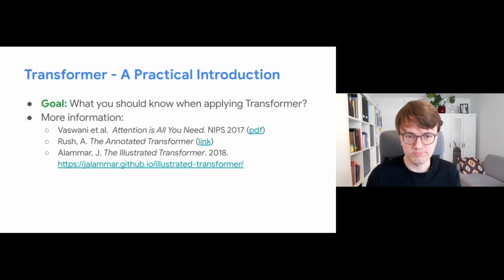So for example, there's of course the paper. I found the paper when I first read it not too easy to kind of get all the details. So there's also this annotated transformer, which is basically the paper plus some code snippets that give you some more details of how the different components of the model are implemented. There's the illustrated transformer blog post, which I found very useful, and we're basically going to use many of the figures in this post when we're talking about transformer today.